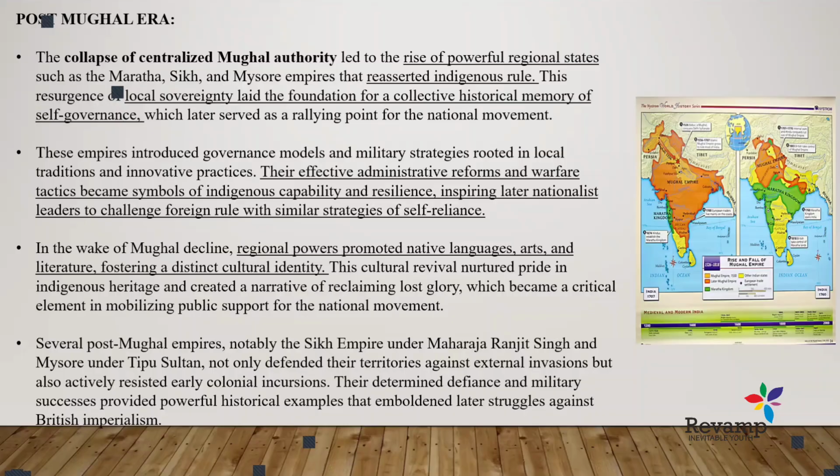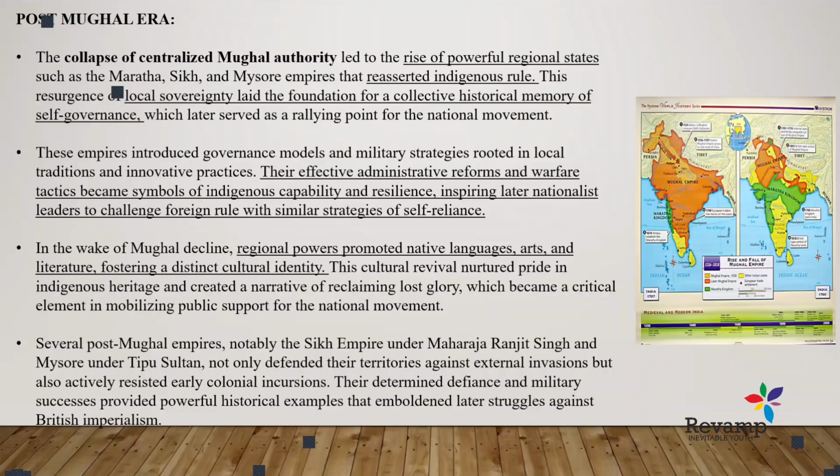Their effective administrative reforms and warfare tactics became symbols of indigenous capability and resilience. Not only did they overthrow Mughal dominance, they also used very effective warfare tactics. They were warfare heavyweights, and they also made well-established administrative and economic reforms. In the wake of the Mughal decline, the regional powers promoted native languages, arts, and literature, fostering a distinct cultural identity as well.